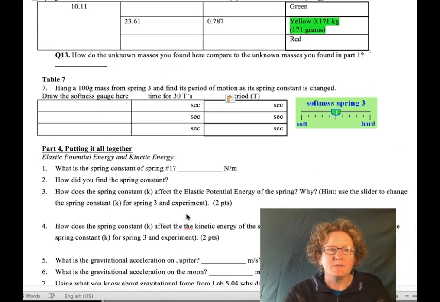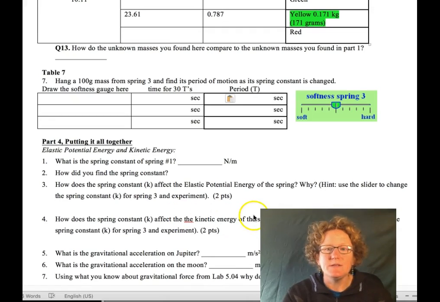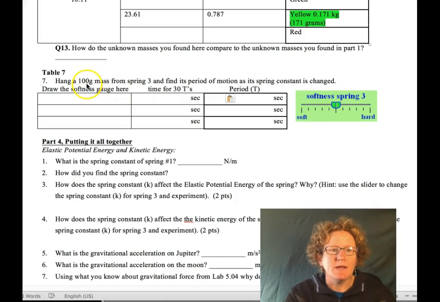Now that you're back, let's talk about table 7. This is where you get to mess with the spring constant. Look at the different softness or hardnesses of the spring, or how hard it is to distort the spring. So we want to hang a 100-gram mass from spring 3, because that's the one where you can change the spring constant, to find its period of motion as the spring constant is changed.